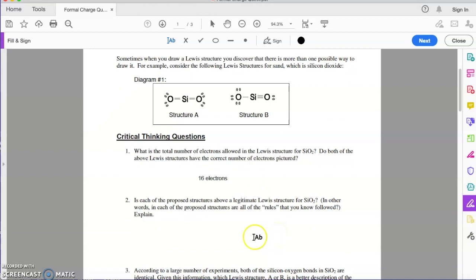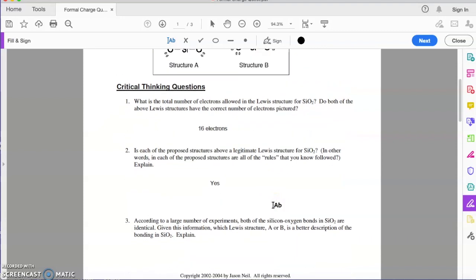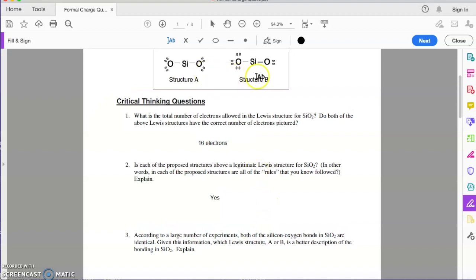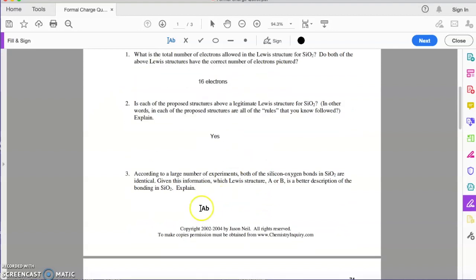Is each a legitimate structure? And the answer, of course, is yes. And we know that because oxygen has 8 electrons, silicon has 8, oxygen has 8, this oxygen has 8, silicon has 8, this oxygen has 8. So they're legitimate structures. So both of the silicon bonds are identical, is what we have found out from science, okay, from doing experiments. So if these bonds are identical, obviously structure A is correct.